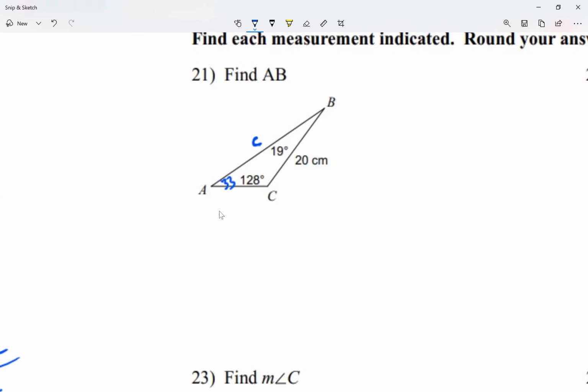You guys might be like, why is 128 right there? Because it didn't fit at the corner. It just didn't fit at the corner. So we put it there.